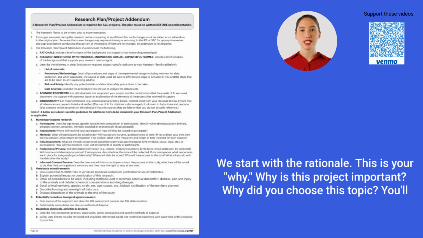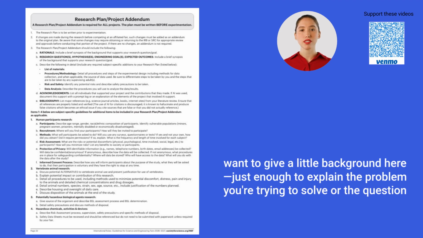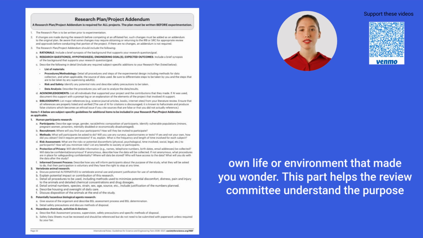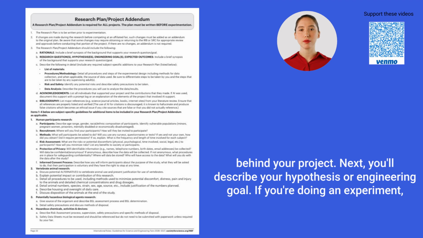We start with the rationale. This is your why. Why is this project important? Why did you choose this topic? You'll want to give a little background here, just enough to explain the problem you're trying to solve or the question you're curious about. Maybe you read an article that sparked your interest, or maybe you noticed something in your own life or environment that made you wonder. This part helps the review committee understand the purpose behind your project.